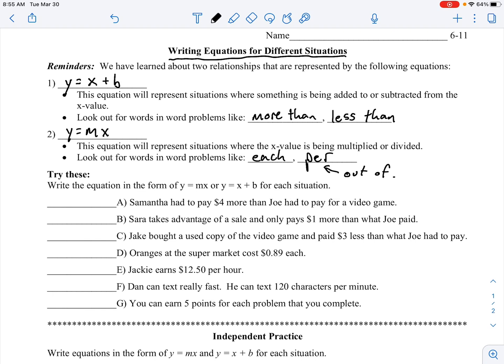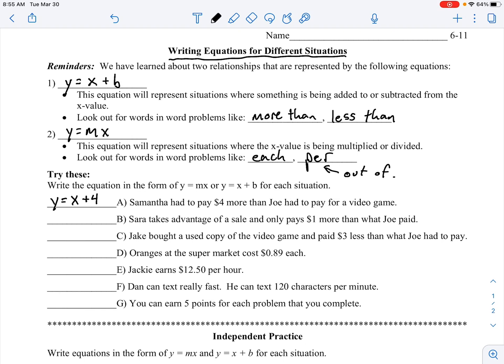All right, so we're going to start with our y equals here. And so what's happening? Do we know how much Joe's paying for his video game? Well, we're not given that information, right? So we're going to represent that with a variable, x. And then it's saying she's paying more than. So that's an indication of that x plus b format. So how much more is she paying? Well, she's paying $4 more. So y equals x plus 4 is our equation for that scenario.